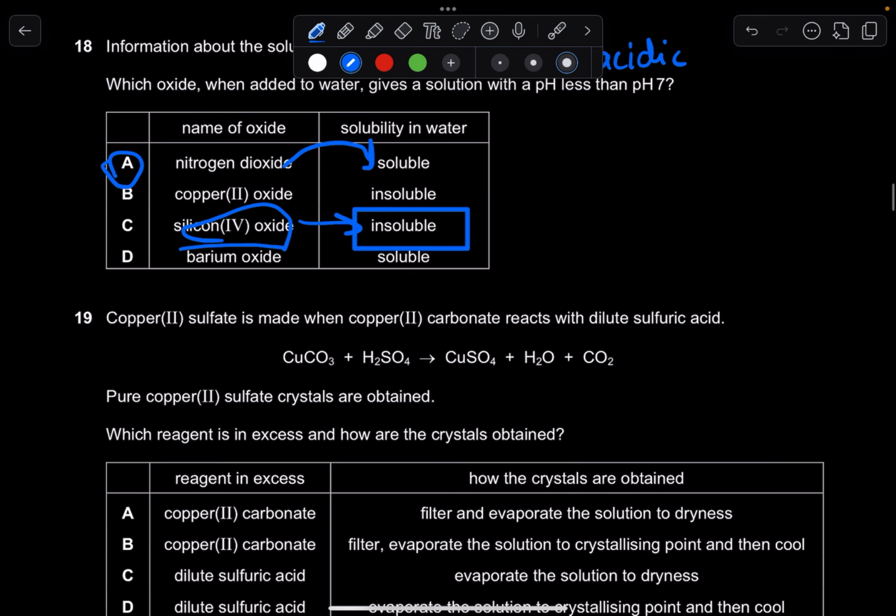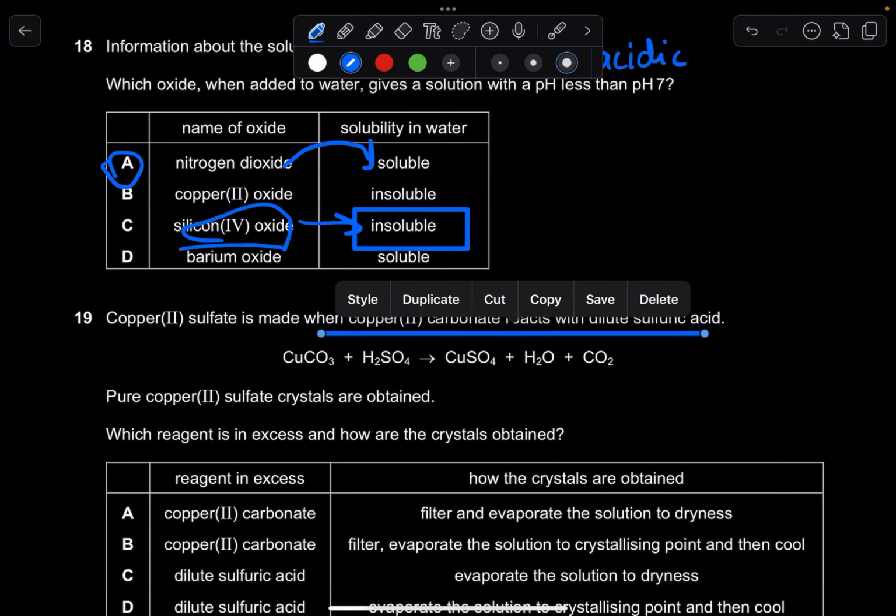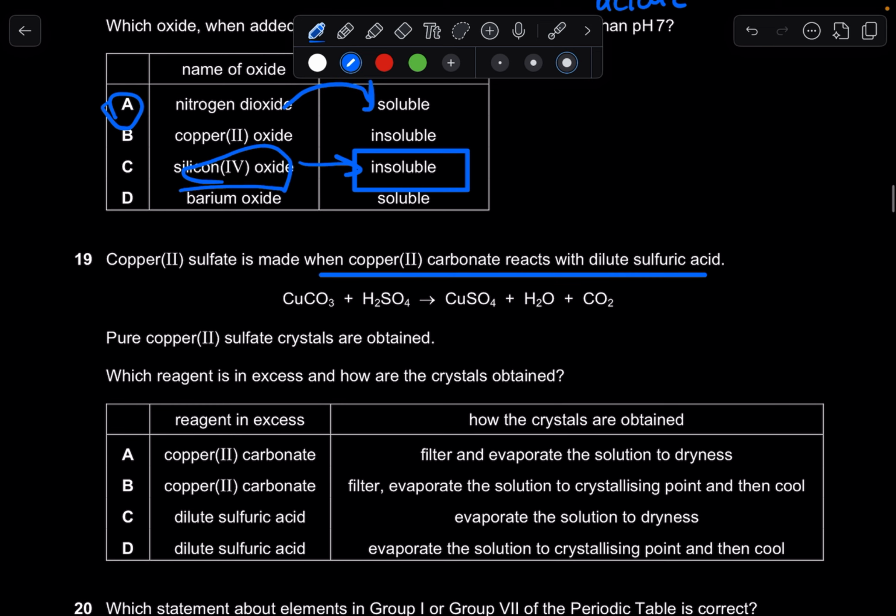Copper sulfate is made when copper carbonate reacts with dilute sulfuric acid. Pure copper sulfate crystals are obtained. Which reagent is in excess and how are crystals obtained? Obviously, the base is in excess. The base is copper carbonate over here, so this one is going to be in excess. And what are we going to do to obtain crystals? We're going to first filter, then evaporate the solution to the crystallization point, and then cool it. So it makes option B the correct one.